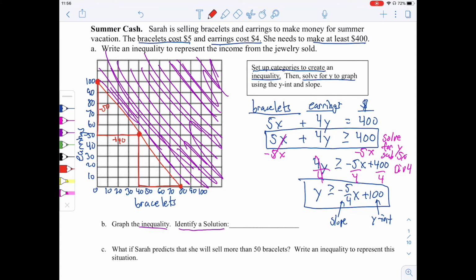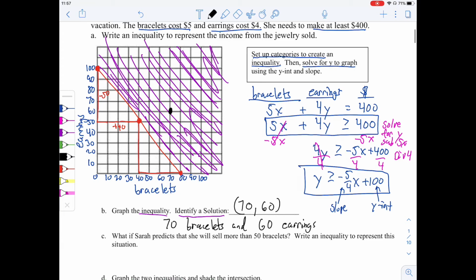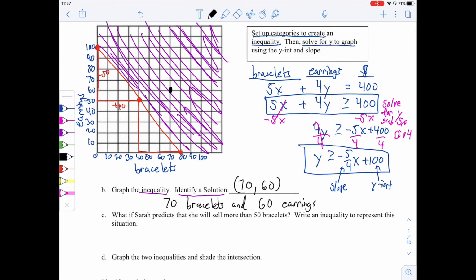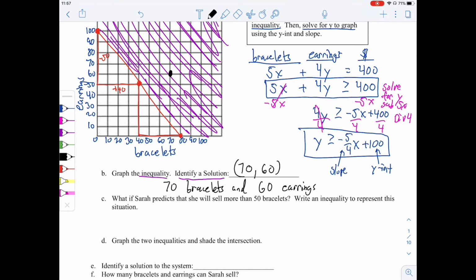So let's take this point right here, 70, 60. That's right, 70, 60 is a solution. So 70 bracelets and 60 earrings will make more than $400. And that's our goal, to make more than $400. Any combination of bracelets and earrings above that line will earn more than $400.